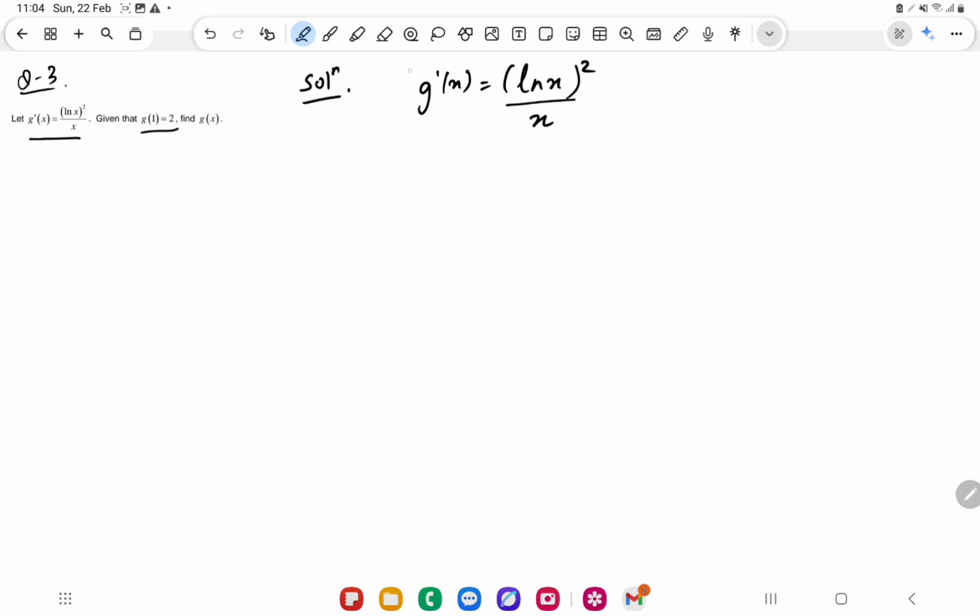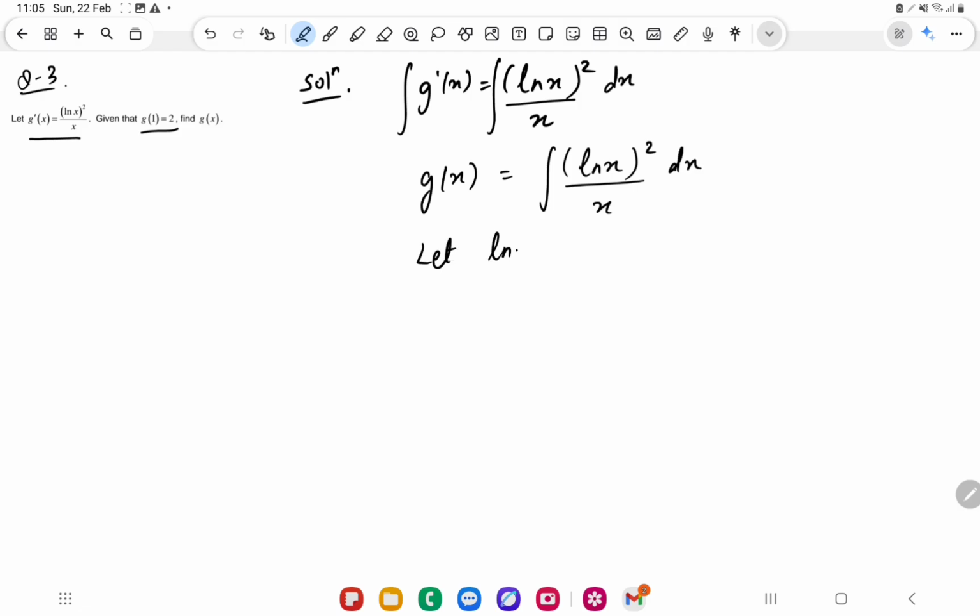Now to get g(x), we have to integrate both sides with respect to dx. So the integration of g dash x will become g(x), and in this we cannot directly integrate the right hand side. So what we will do is assume ln x as u. We will be using the substitution method. If I differentiate both sides, I will get 1 upon x as du over dx. So from here I can find the dx value, which is nothing but x du.